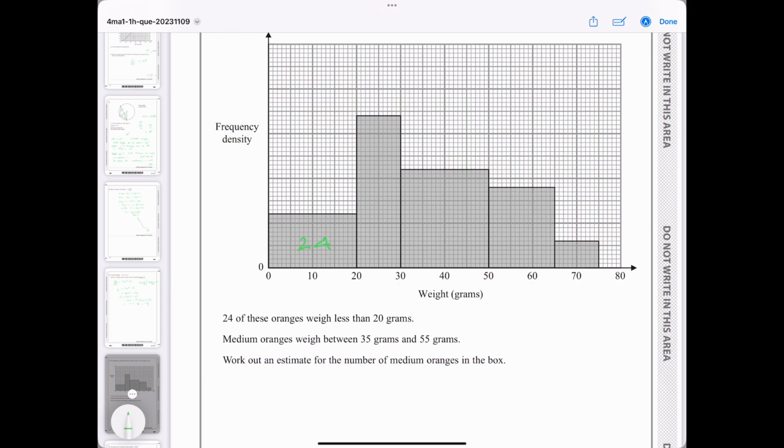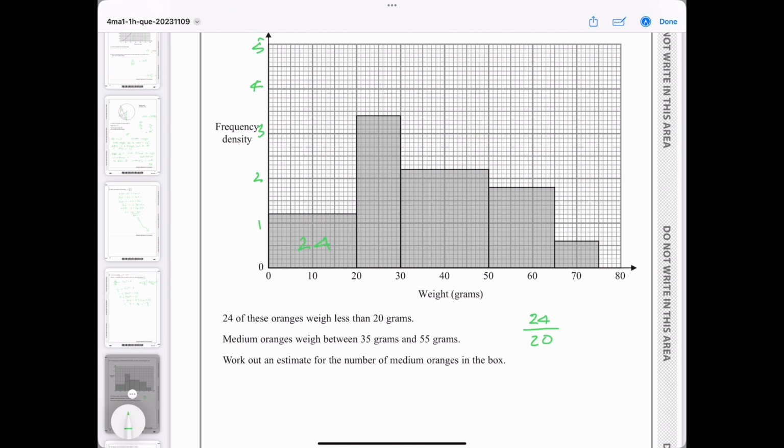So what we're going to do is look at the frequency density. So this 24 is the frequency, divided by 20. So 24 divided by 20 is 1.2. Yeah, so that's 1.2. So that's 1, that's 2, that's 3, that's 4, that's 5. And that's how you find the frequency density.